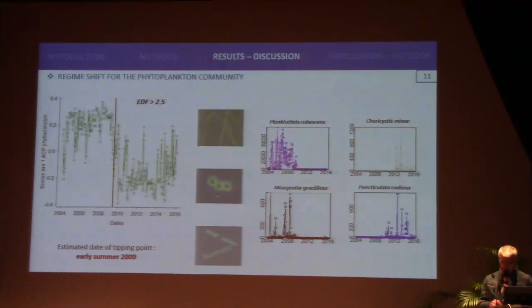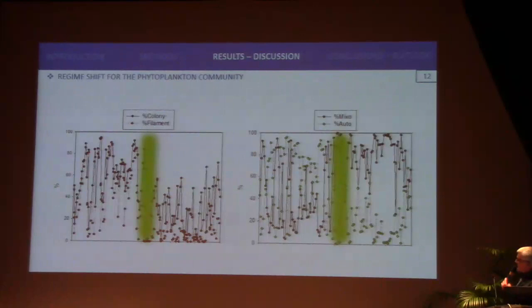We could also look at different other proxies, for example, the proportion of colonies or filaments, and we saw again this shift around 2009. Or again, looking at different proxies like the percentage of mixotrophs or strict autotrophs, looking at these different morphological or functional traits, we also see the same kind of response.